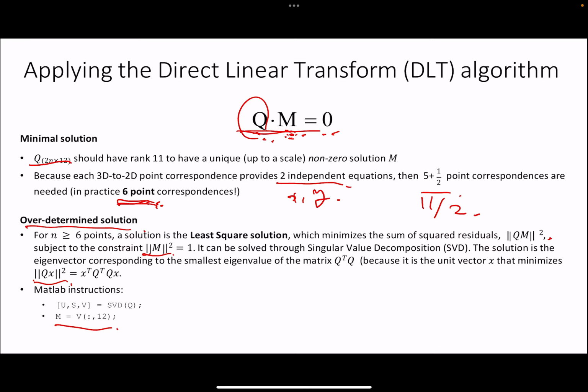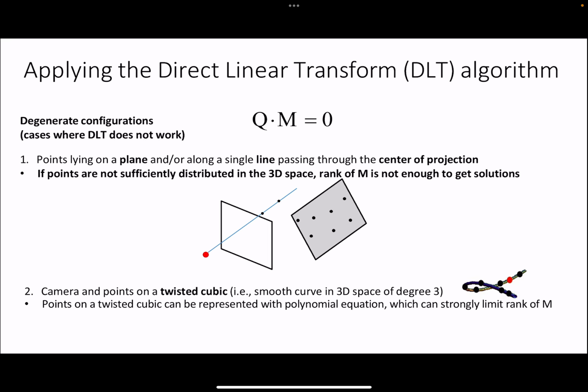The minimal solution is, if we have 6 points, but that is only in theory. In practice, we always have noise, so we use an over-determined solution, more than 6 points, using a least squares solution. And of course, there can be some degenerate configurations, cases where DLT does not work.